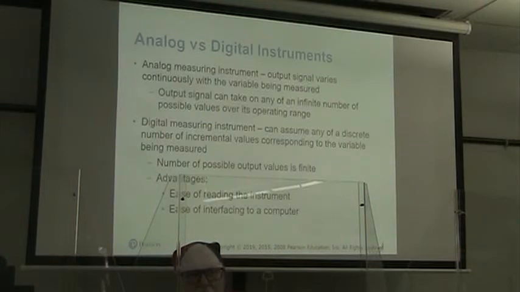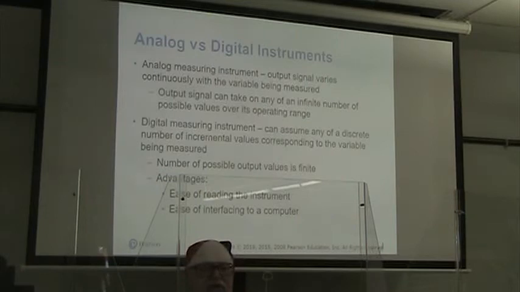We still often use analog instruments versus digital instruments to measure variables. An analog measuring instrument, our output signal varies continuously with the variable being measured. So the output signal can be any of an infinite number of possible values over the operating range of the instrument.